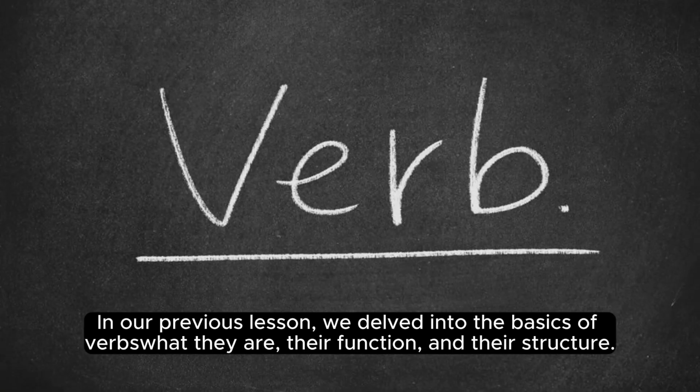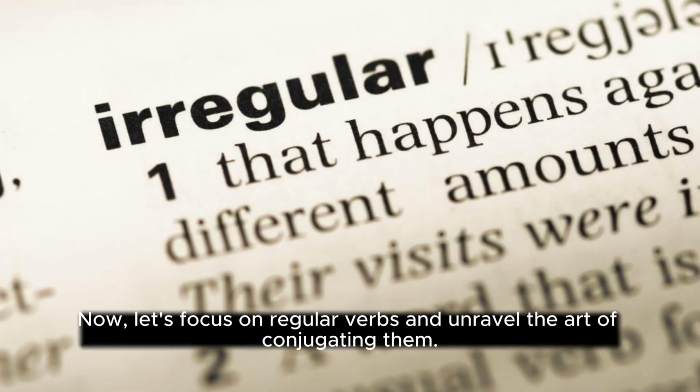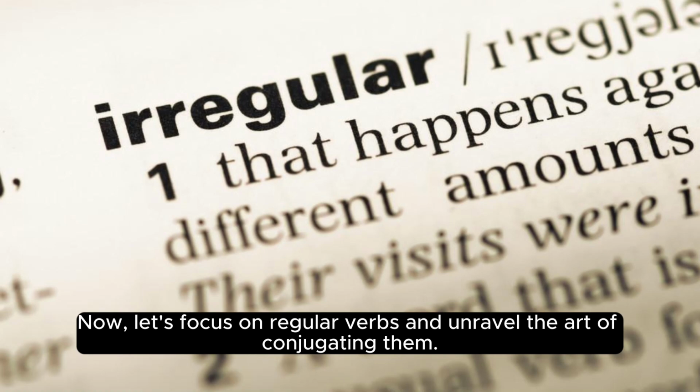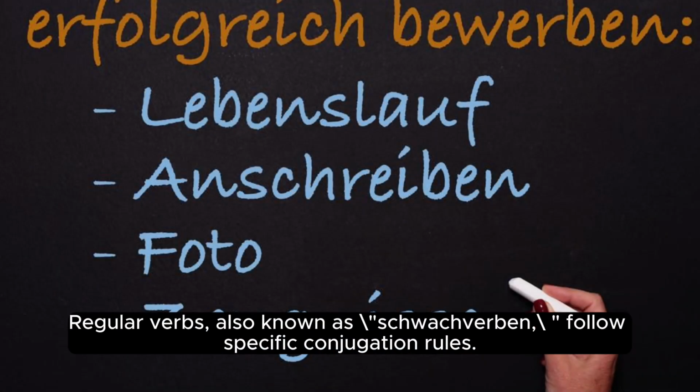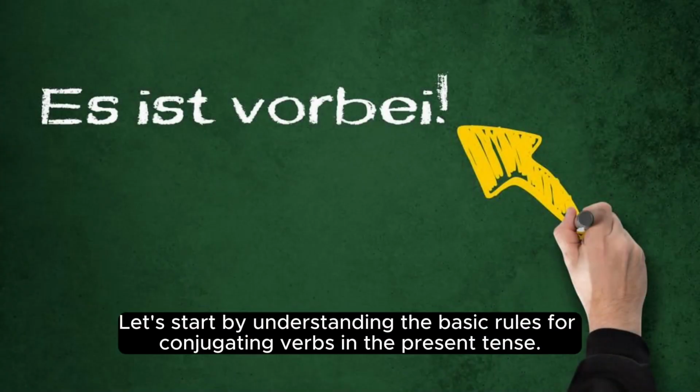In our previous lesson, we delved into the basics of verbs, what they are, their function, and their structure. Now, let's focus on regular verbs and unravel the art of conjugating them. Regular verbs, the basics. Regular verbs, also known as schwache Verben, follow specific conjugation rules. Let's start by understanding the basic rules for conjugating verbs in the present tense.